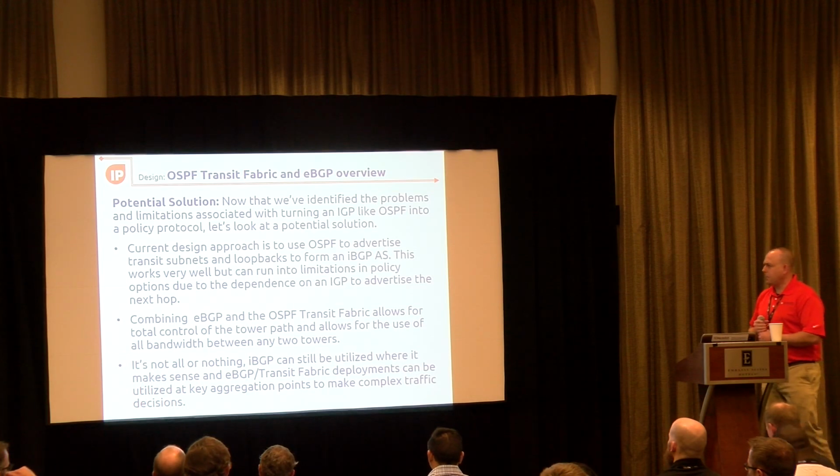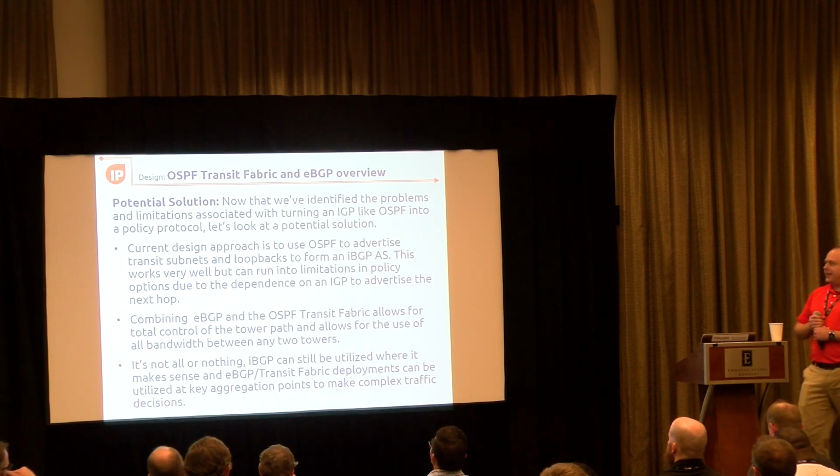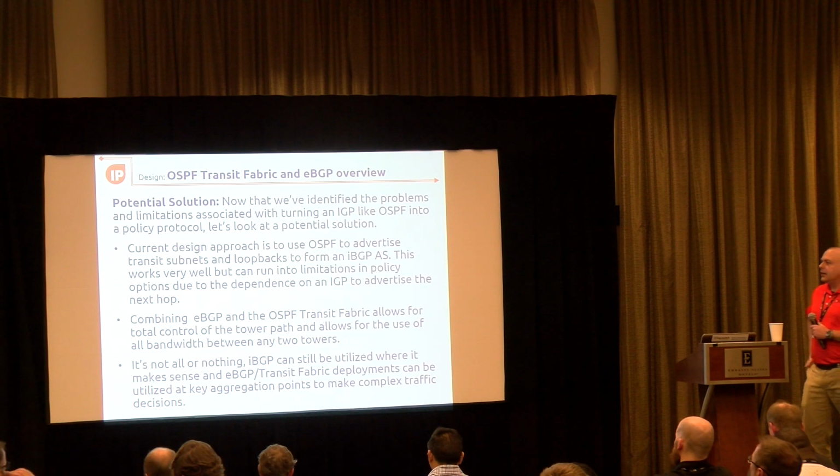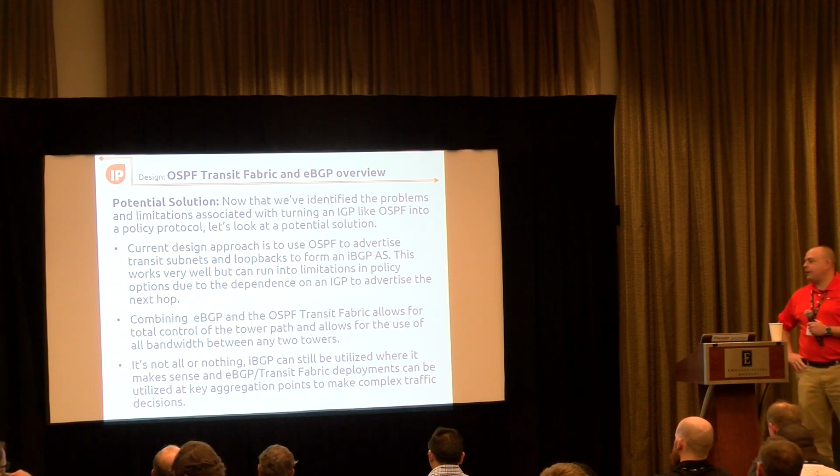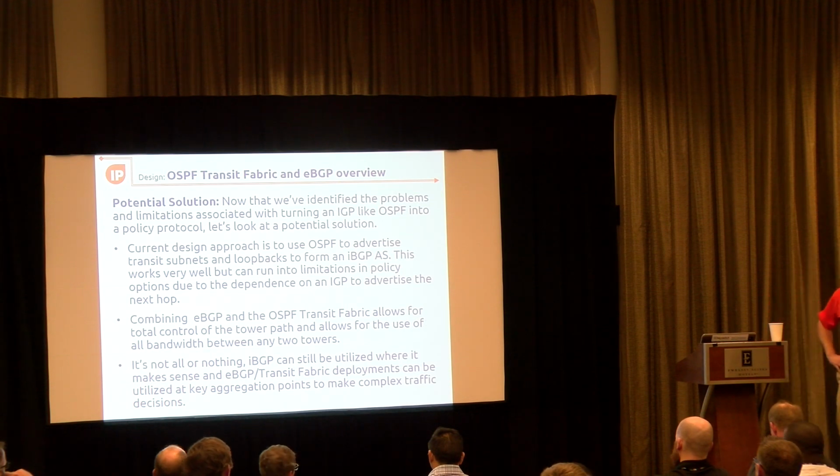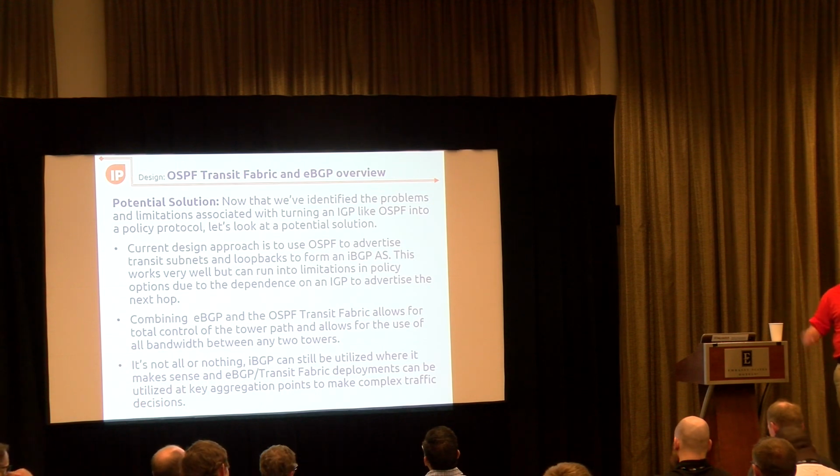So the second bullet point, combining eBGP and the OSPF transit fabric, allows for total control of the tower path, and you can use all of the bandwidth between any two towers. So think about that for a second. You can tell a single subnet the exact tower path you want it to go down. Doesn't matter what's preferred, what the routing protocol says. You can tell it exactly where you want it to go. And what's even better is, let's say you have 4 sectors at a tower, and you have 4 different paths, and you want each of those subnets to travel a different path back to your POP and back to your core. You can absolutely do that.